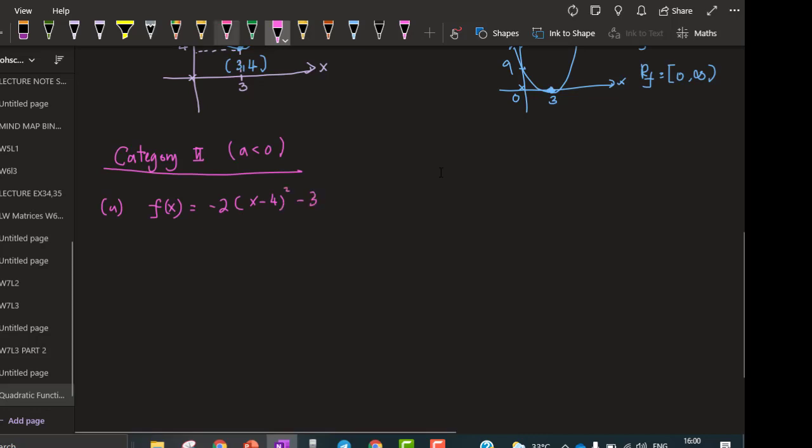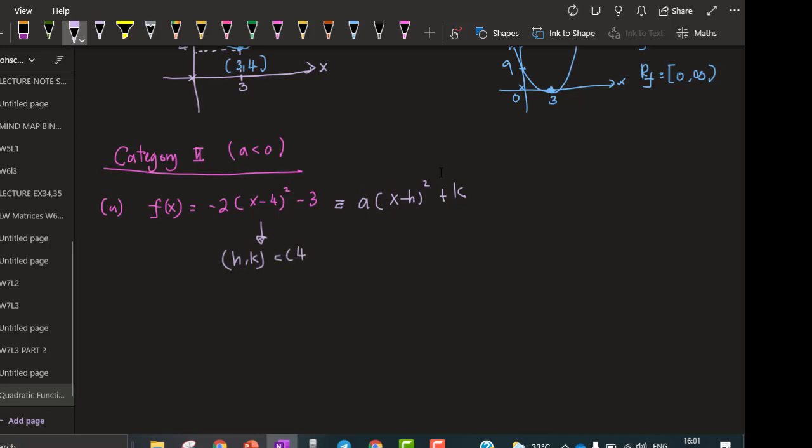Okay, so the value -2 will not influence the turning point. You're always reading the turning point by comparing a(x - h) squared plus k. So it means from here, the (h, k) values are (4, -3). The -2 just tells you that this graph is open downward. So this one, a equals -2, telling you that the graph is open downward. That's it. It won't influence the coordinate of the turning point.